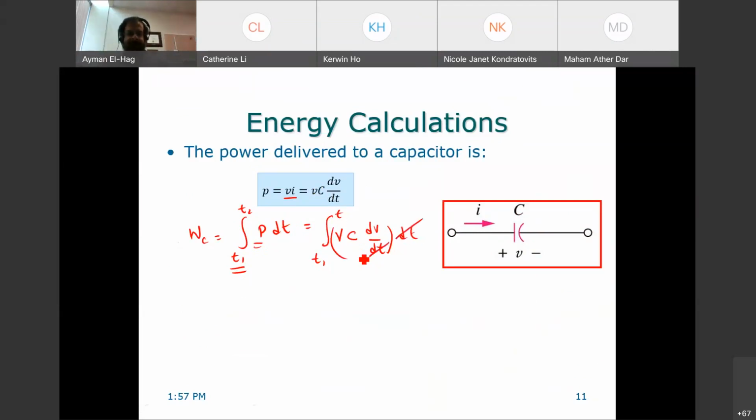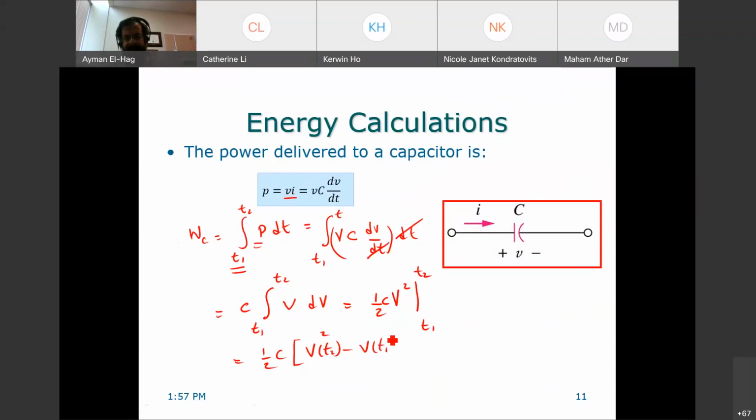So dt will cancel. Now we agree that C is a constant, so I will take it outside the integration. So it becomes C integration from T1 to T2 of v dv. So basically this is v square over 2. So we'll have 1/2 v square, and there's a C here, integration from T1 to T2. So this is equal to 1/2 C times v at T2 square minus v at T1 square.